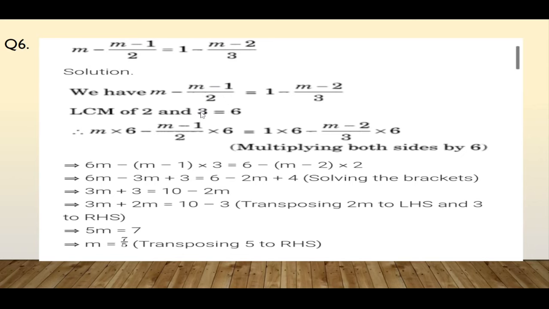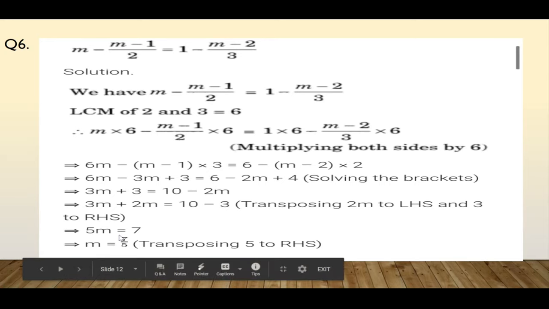Okay. Now, if you open up the bracket, firstly you will write this as 6m minus (m minus 1) into 3, because 2 and 6 will get cancelled, right? Similarly in the RHS. Then you'll open the bracket, collect the variables on one side and the constants on the other side. And then you can easily find the value of m as 7 upon 5.